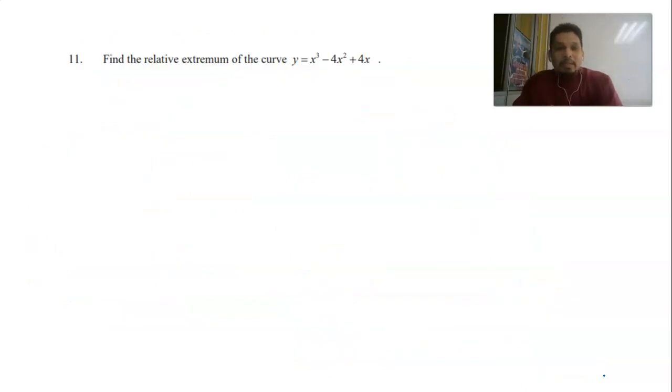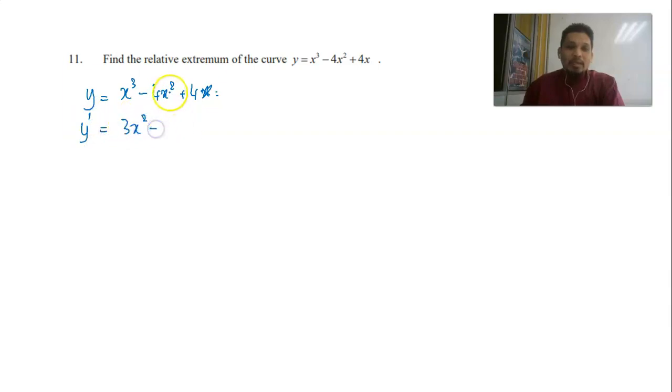Okay, next, find the relative extremum of the curve y equal to x cubed minus 4x squared plus 4x. So then y equal to x cubed minus 4x squared plus 4x. Okay, so then y prime or dy/dx equal to 3x squared minus 4 times 2, equal to 8x, plus 4. Okay, so let's find, make y prime equal to 0. So then 3x squared minus 8x plus 4 equal to 0.